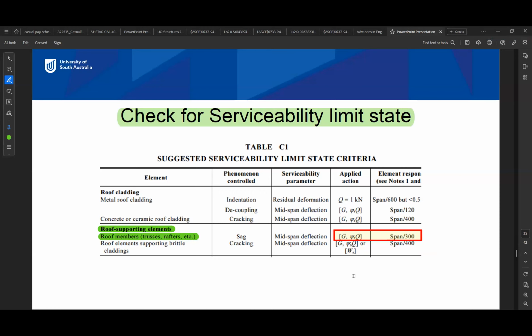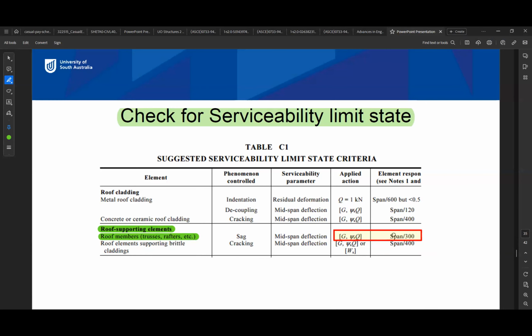As dead load and live load, yes, G plus psi L Q, which is perfect. You need, in your calculation, to also calculate this load combination for the deflection because it is one of the requirements. So G plus psi L times Q.